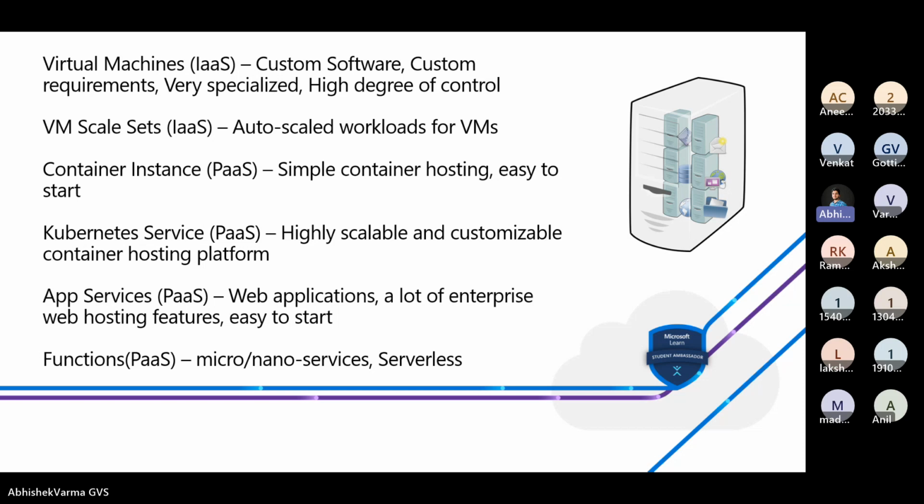And container instances, simple container service hosting, easy to start. This container instance needs a starting container image so that it can scale up and scale down automatically. And Kubernetes service, a highly scalable and customizable container hosting platform, and app services, platform services, web applications, where you can run web applications like WordPress, etc. in the system.